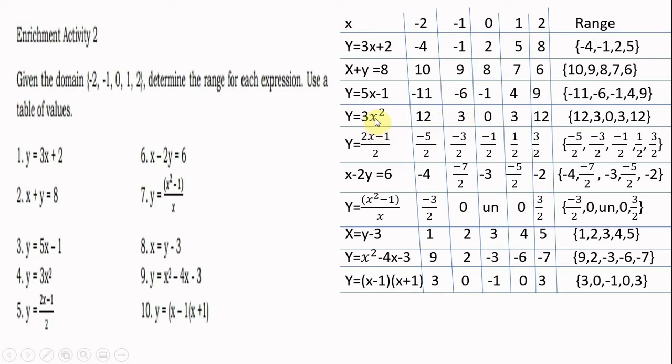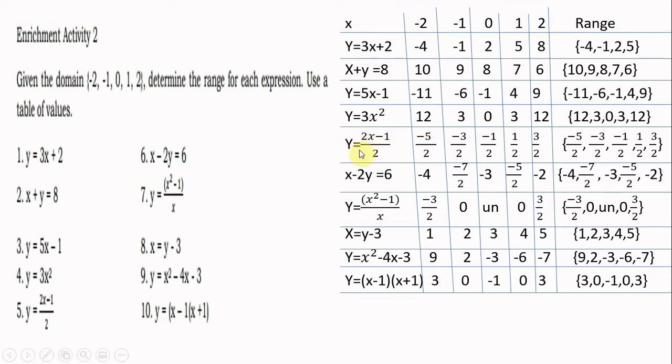When x is 0, 0 times 3 is 0. When it is 1, 1 squared is 1, times 3 is 3. When it is 2, 2 squared is 4, times 3 is 12. So y equals 2x minus 1. When x equals negative 2, that's negative 4, and negative 4 minus 1 is negative 5 over 2.